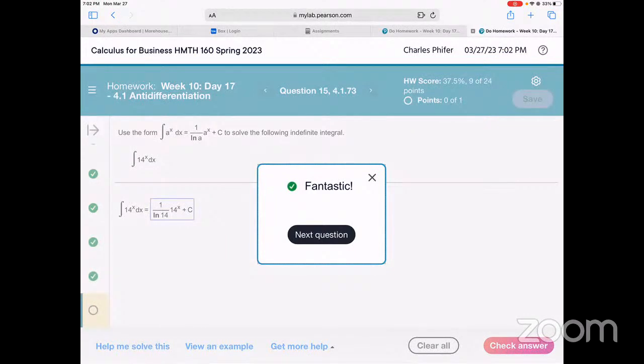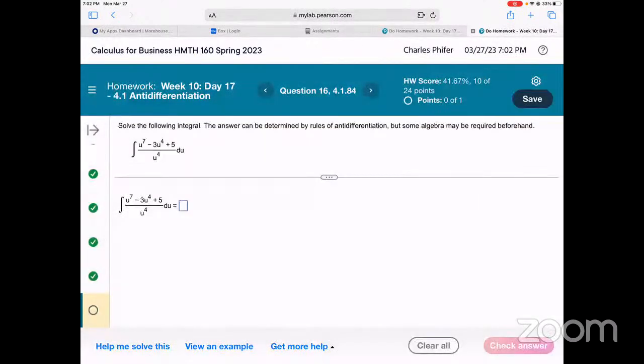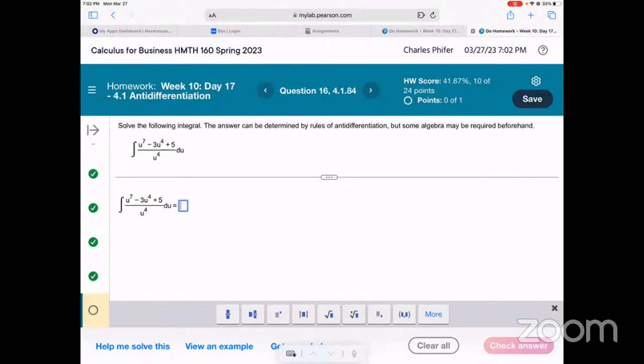So again, they gave us the form on how to approach that one in the instructions. The answers can be determined by rules, but some algebra may be required beforehand. Okay. So with this, I would rewrite it, right? Because we're dividing by a monomial, we could distribute it. I'm going to rewrite this.